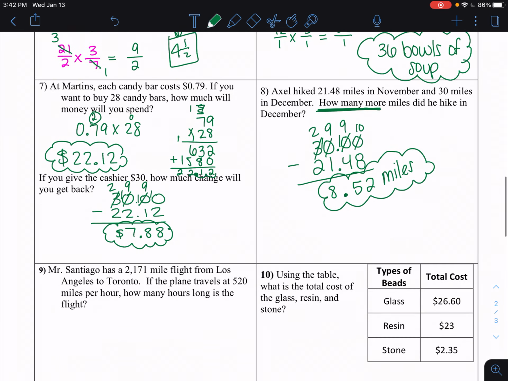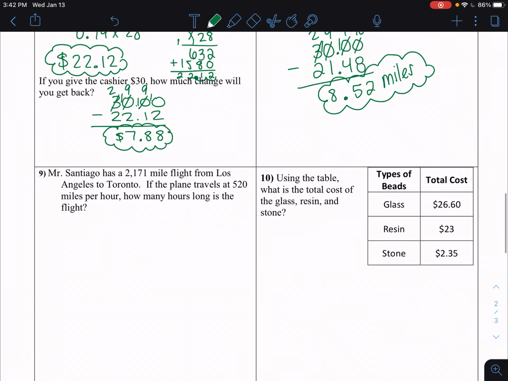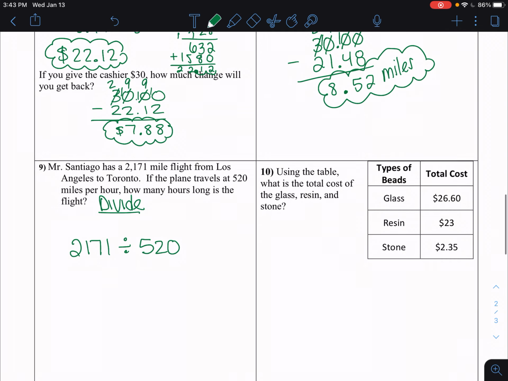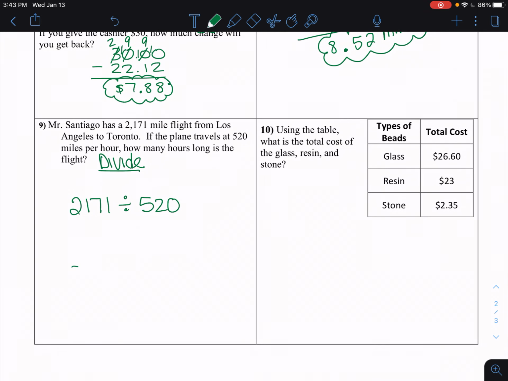Number 9 says Mr. Santiago has a 2,171 mile flight from Los Angeles to Toronto. If the plane travels at 520 miles per hour, how many hours long is the flight? So I'm going to divide how far he has to go by how fast he is going to figure out how long it's going to take to get there. So I'm going to put 520 into 2,171. Now, it's been a while since we've divided with big numbers.